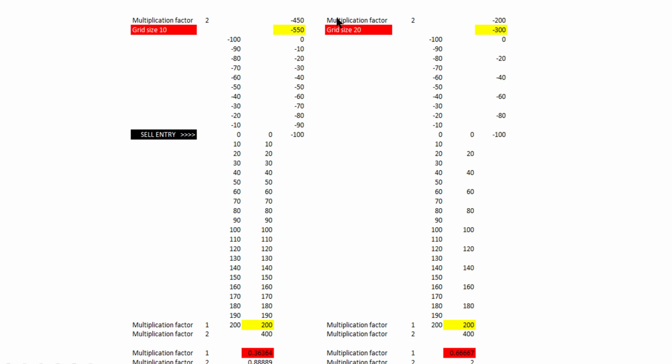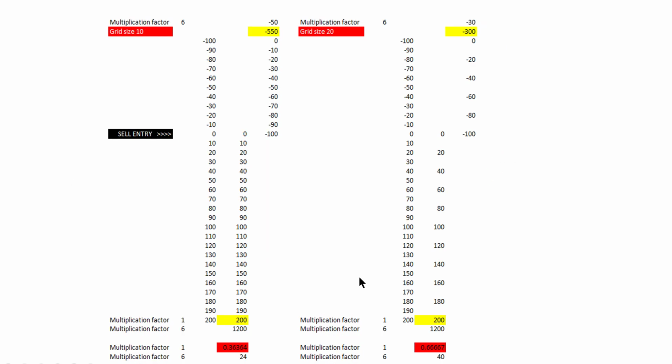Now all of that is because of the multiplication factor, and we've only used a multiplication factor of 2. It could be a lot higher, as we saw in the example that I showed you. That example had a multiplication factor of 6. So let's have a look at what a multiplication factor of 6 does. On this particular grid, where the grid size is 10, you go down here. Now you have to multiply your gain by 6. So a multiplication factor of 6 has a gain of $1,200.